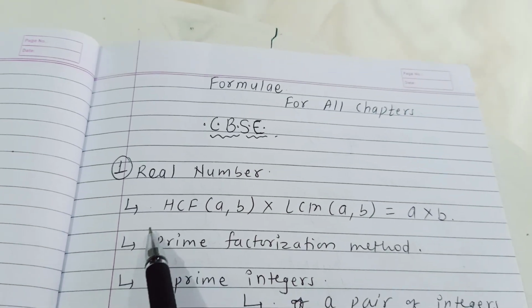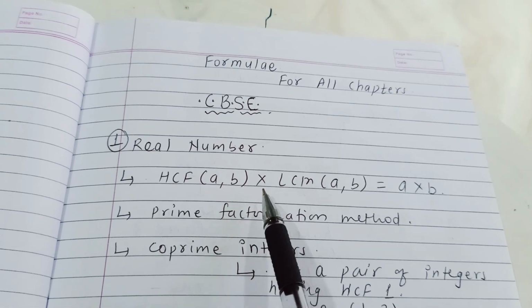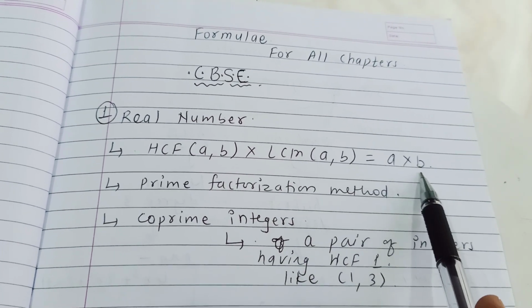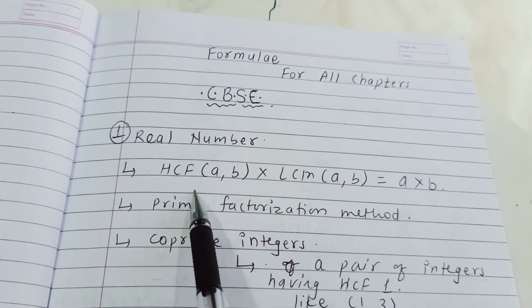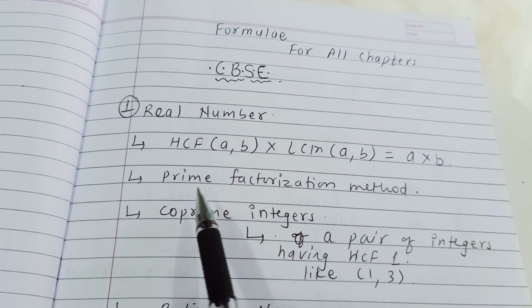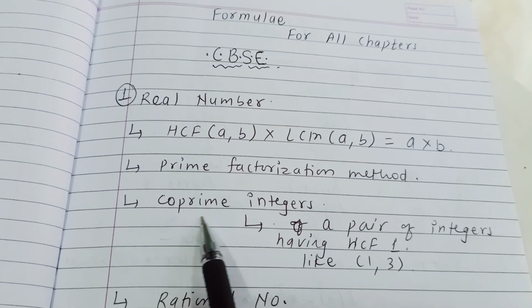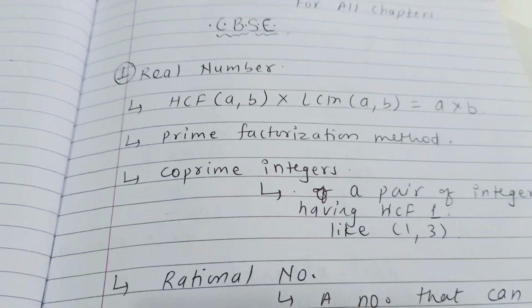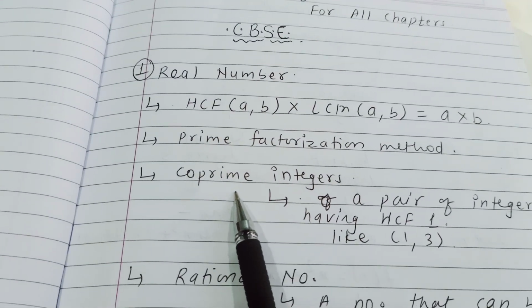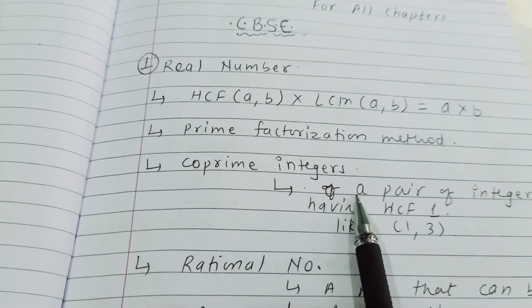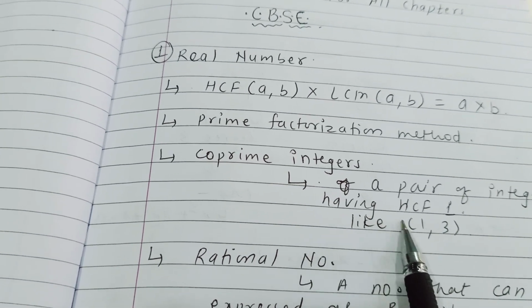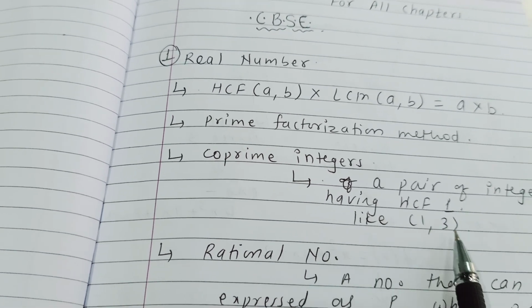For real numbers, HCF(a, b) × LCM(a, b) = a × b. Okay, and there is a formula of real numbers, the prime factorization method. And the next thing is co-prime integers. Co-prime integers means what? A pair of integers having HCF 1, like 1 and 3.